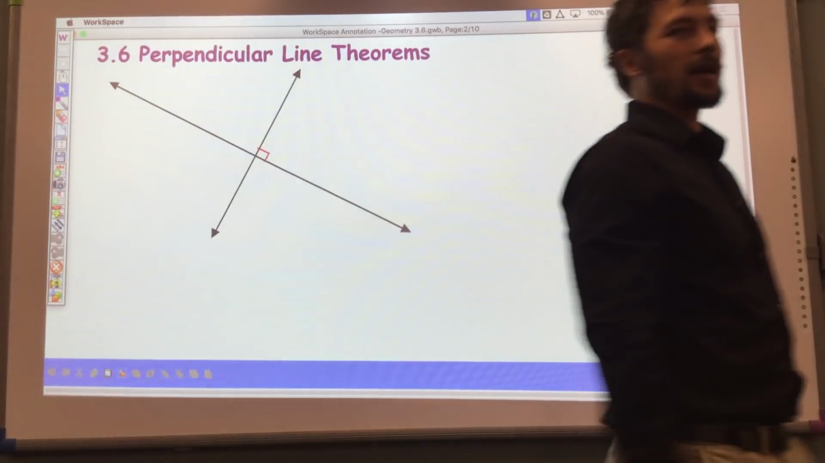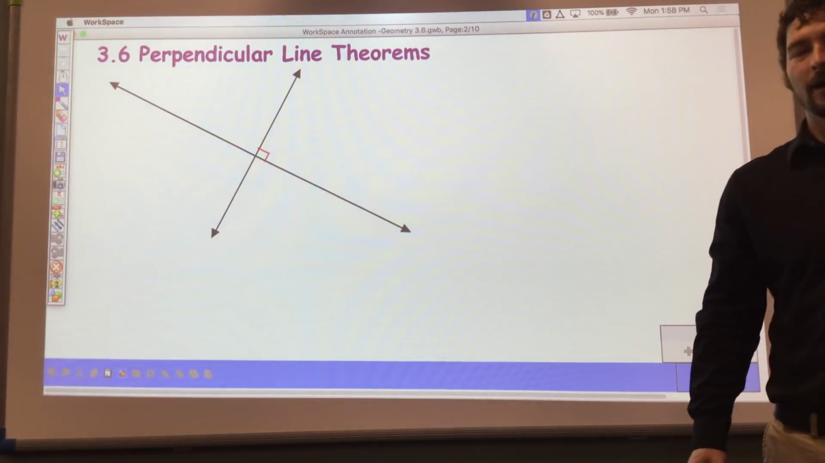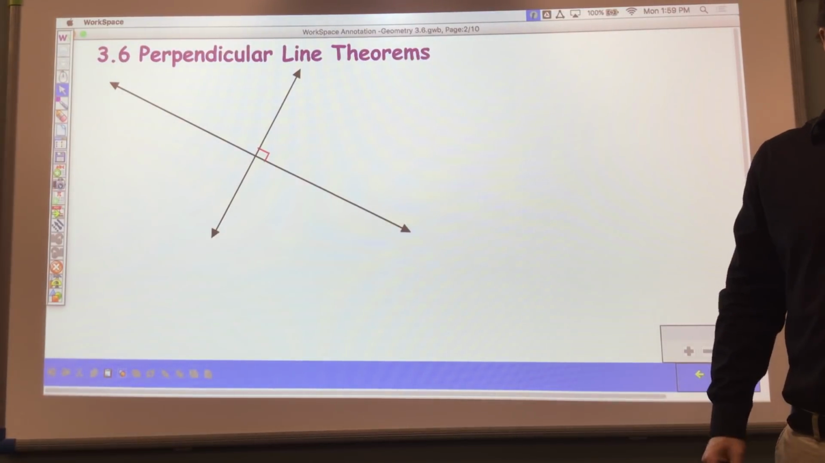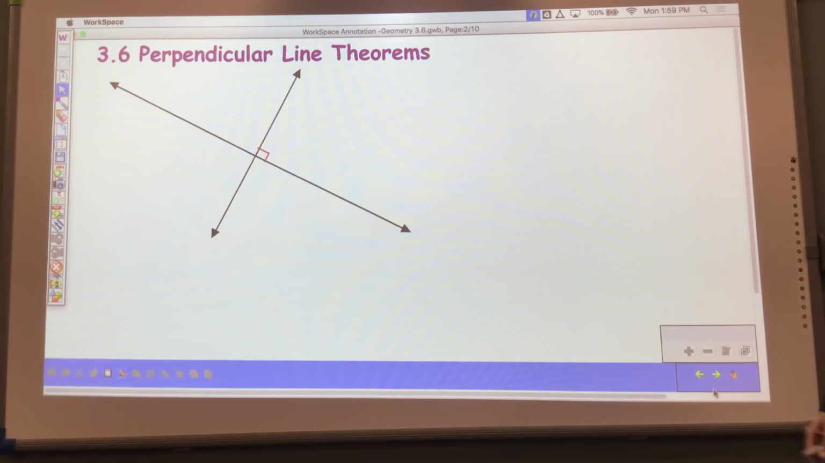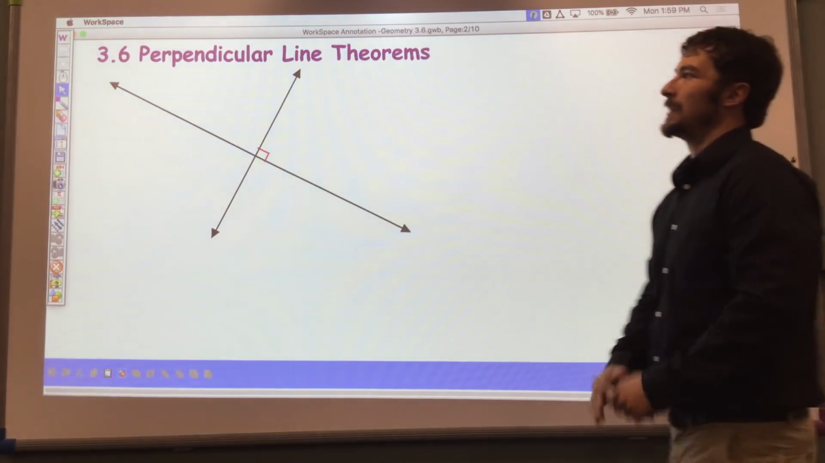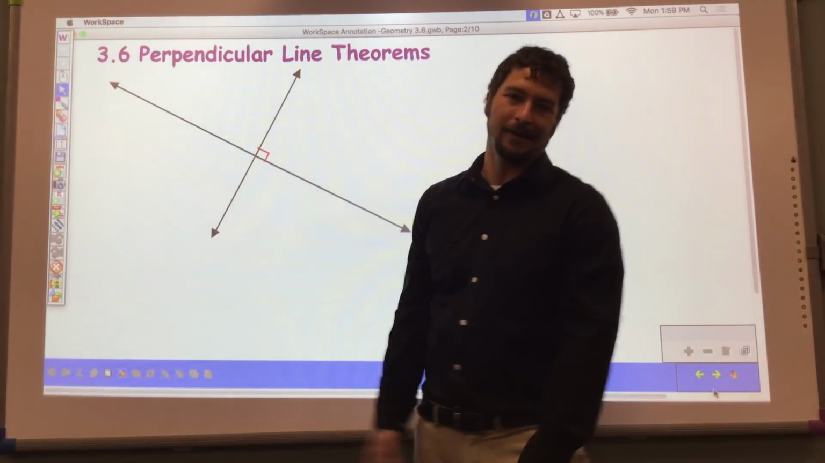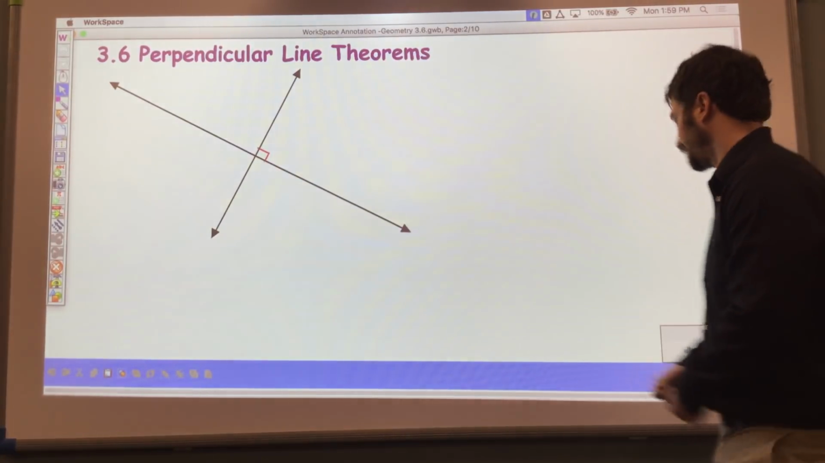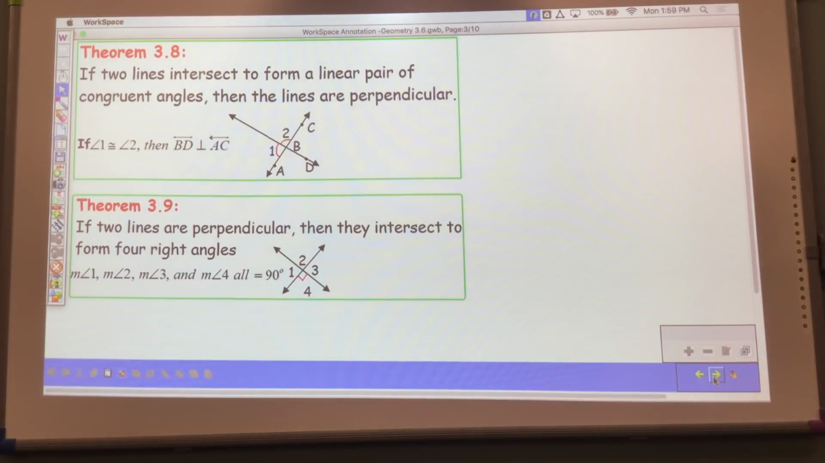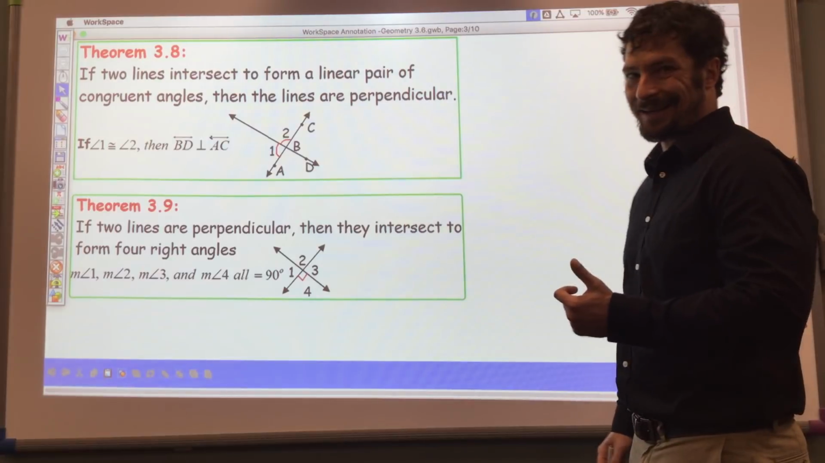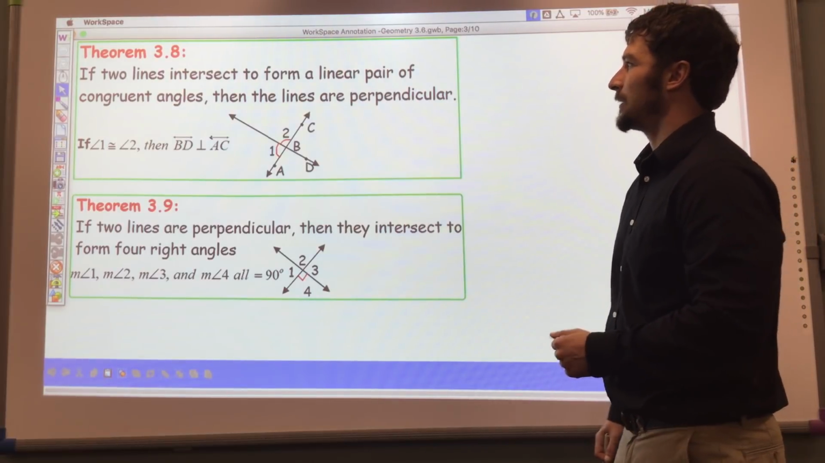All right, today for the last section, we'll be covering a bunch of different theorems covering perpendicular lines. So remember, perpendicular lines are lines that intersect at a right angle. Quite a few theorems today, so hopefully you have your composition book handy to write these down. Otherwise you'll have to get them later.